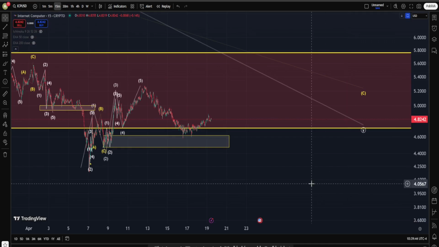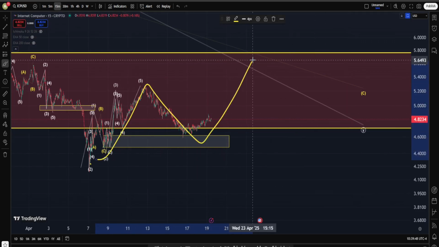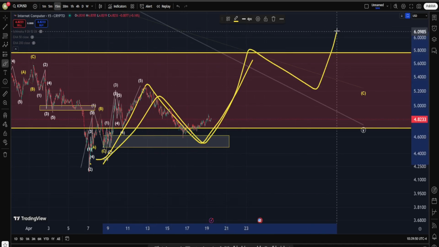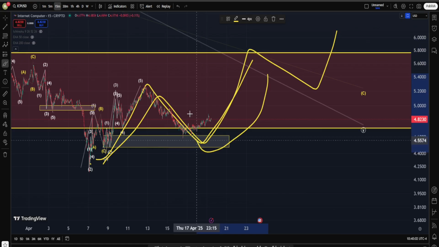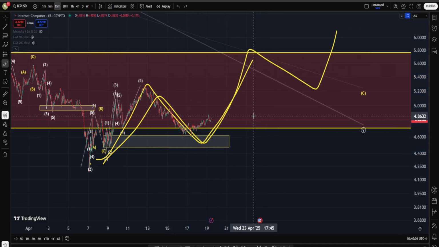You see, on a higher degree, I told you earlier in the video, either this is an ABC zigzag or maybe a 1 2 3 4 5 wave impulsive structure, which in both scenarios we can kind of comfortably say that in ICP we are at least going to get this move on the upside.